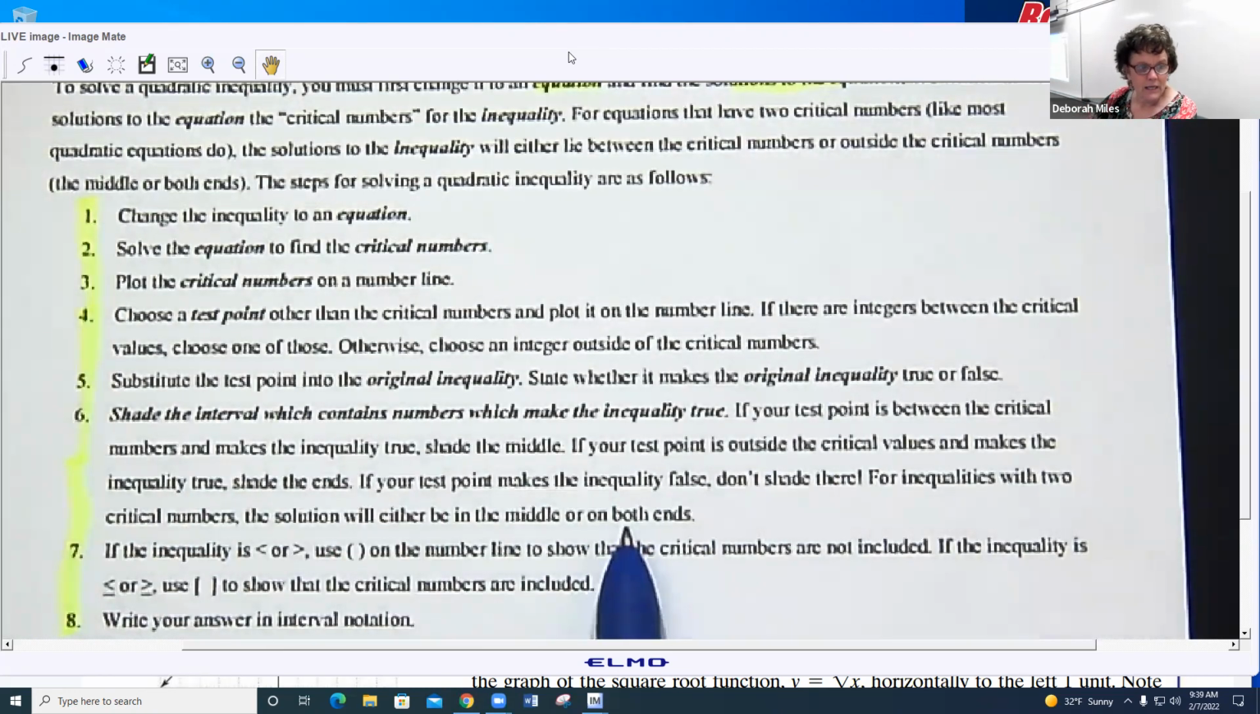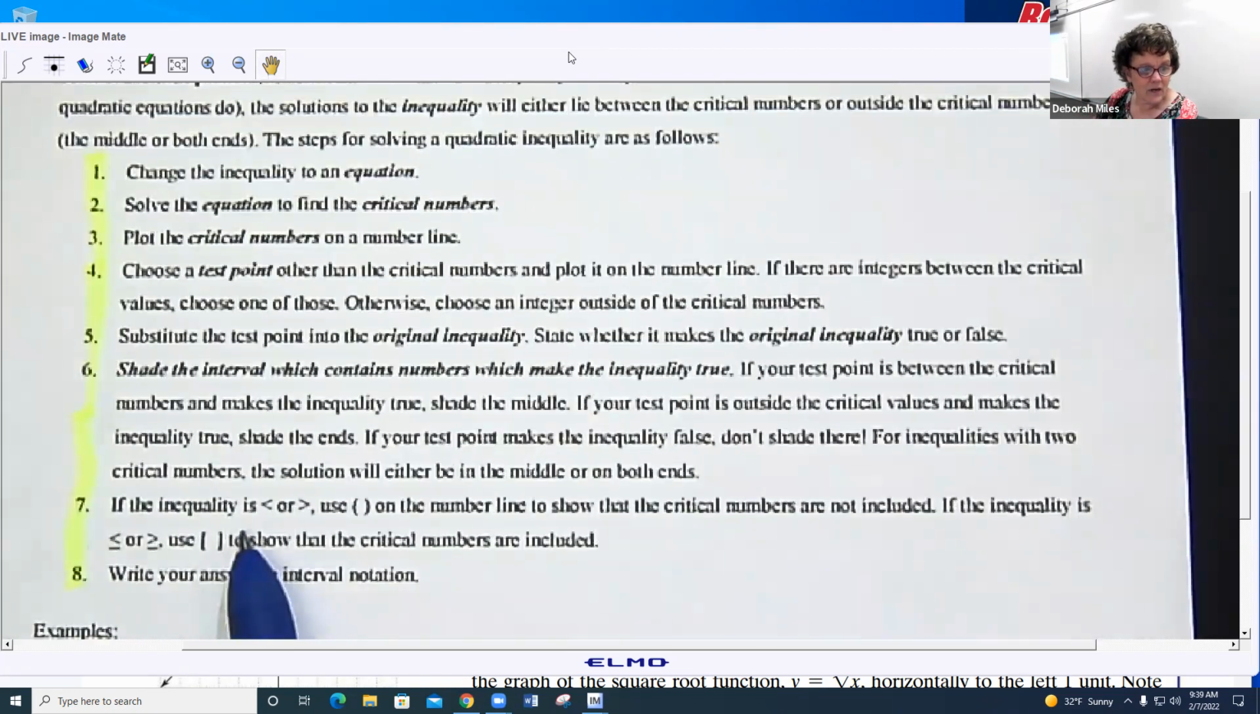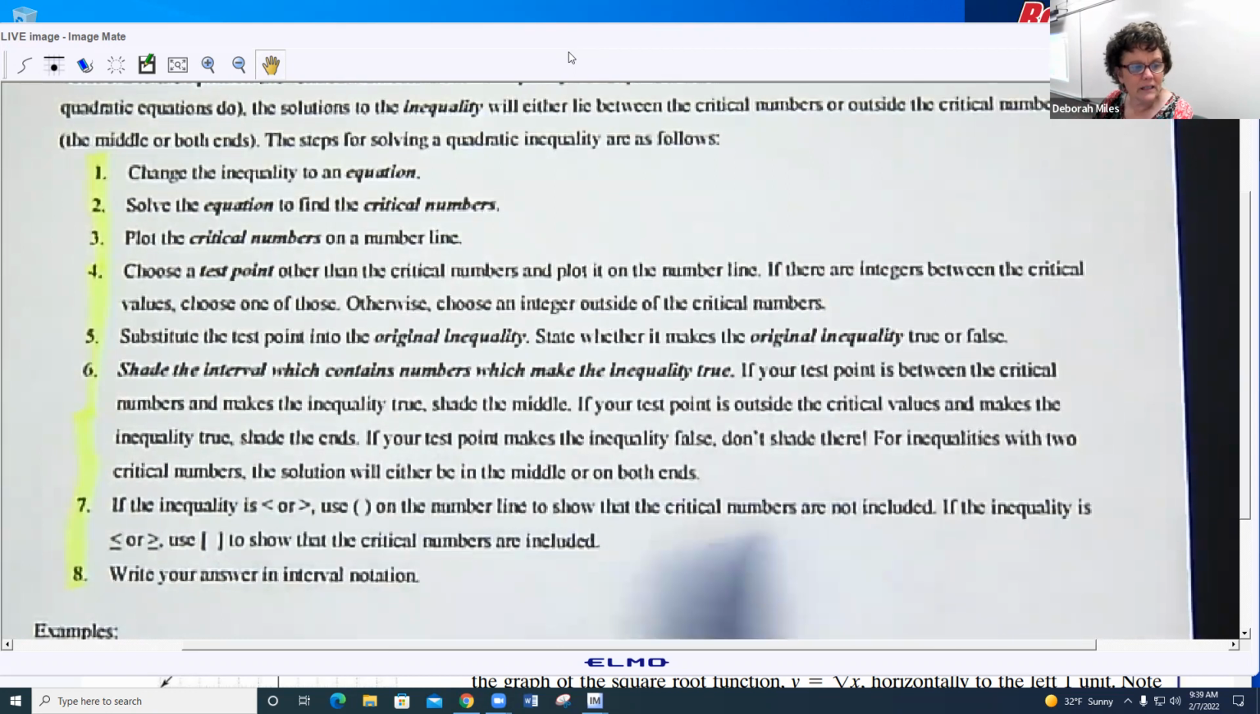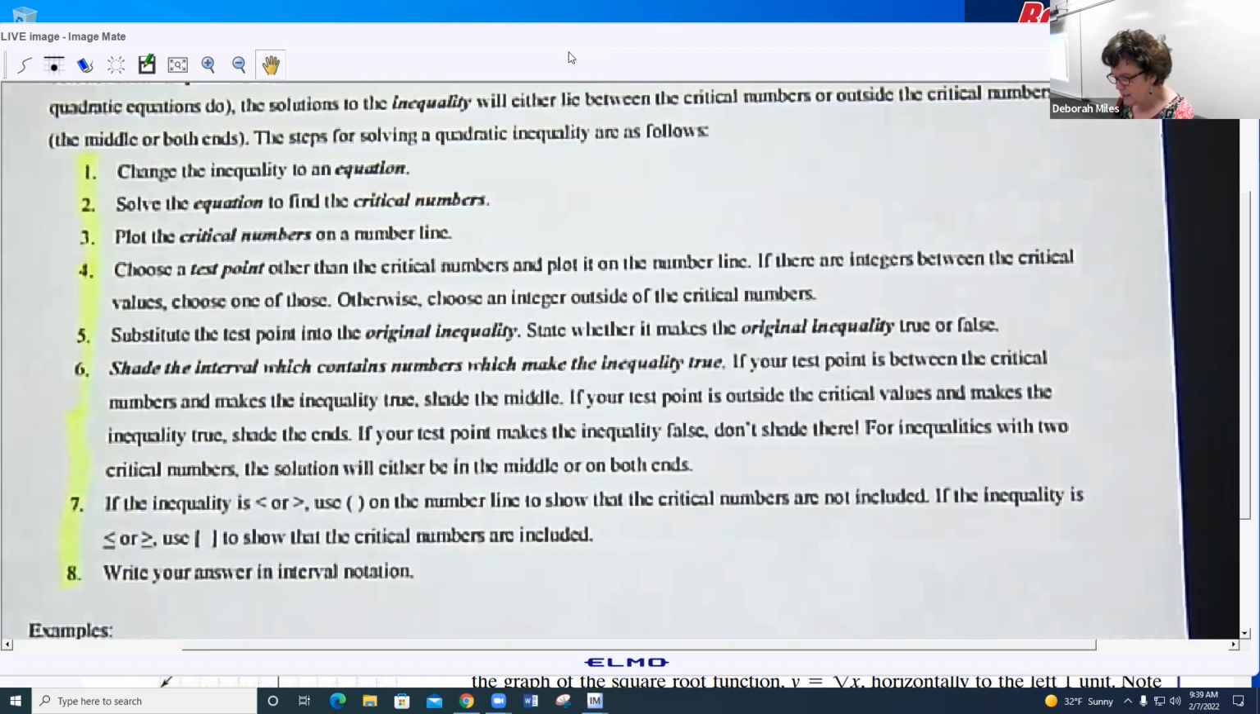If the inequality is less than or greater than without the equal to, you'll use parentheses on the number line to show that the critical numbers are not included, just like we did with linear inequalities. If the inequality is less than or equal to or greater than or equal to, you will use brackets to show that the critical numbers are included, just like open dots and closed dots. And then finally, you'll write your answer in interval notation. All right, let me show you how easy this is if you follow the steps exactly.